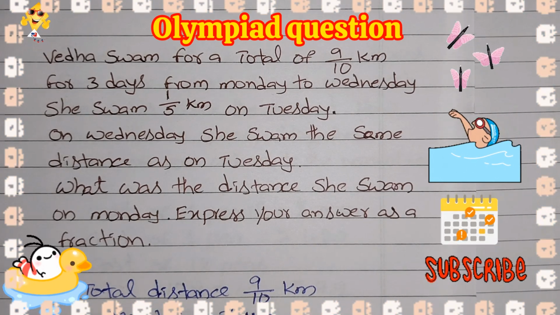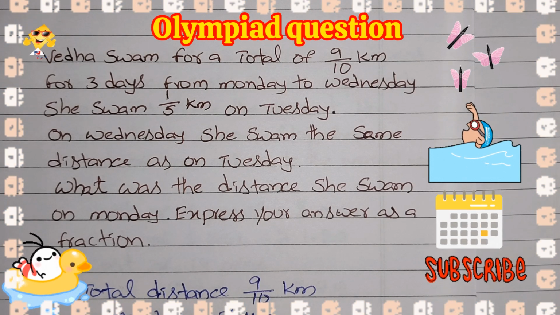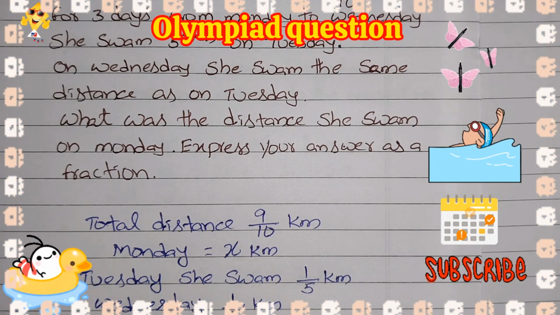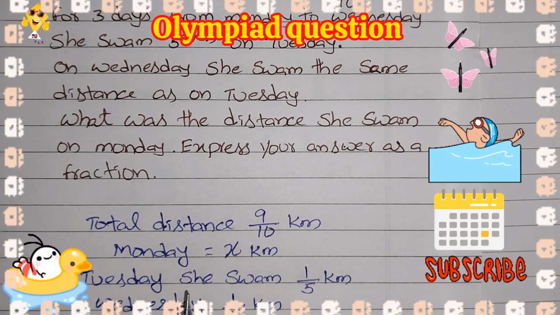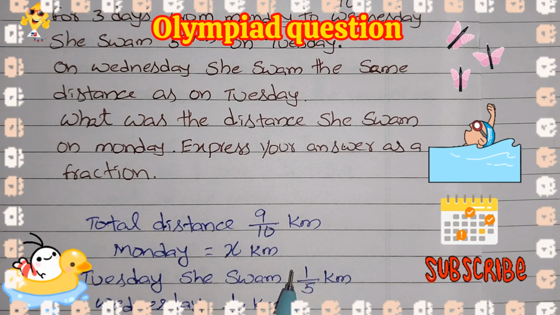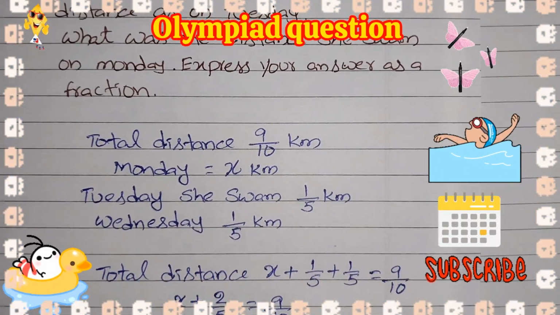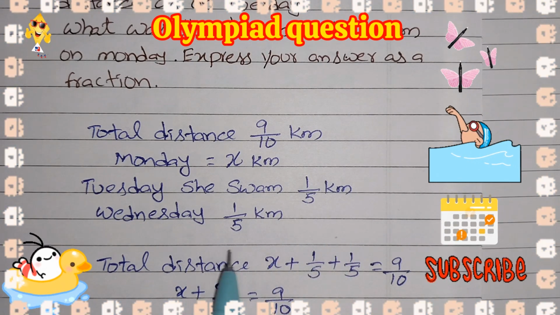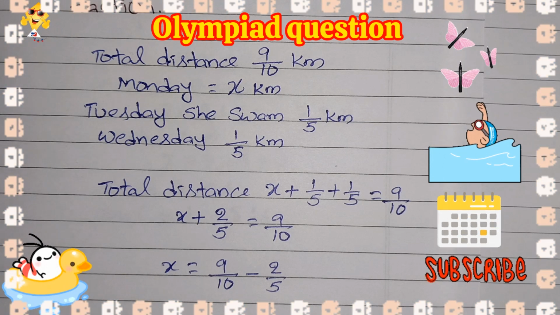Read the question carefully and understand it, what they have given, what we have to find. Veda swam for a total of 9/10 km for 3 days and we have to find the distance she swam on Monday. So let's see how to solve this problem. Total distance equals 9/10 kilometers. Let's assume that Monday distance is x kilometer. Tuesday she swam 1/5 kilometers. Wednesday she swam 1/5 kilometer.